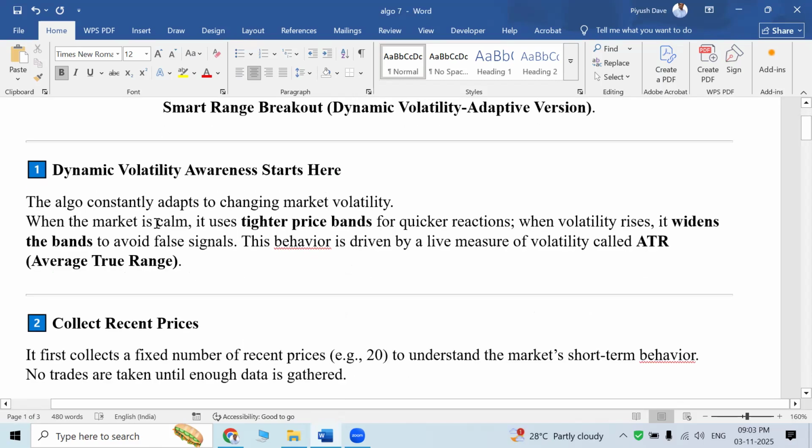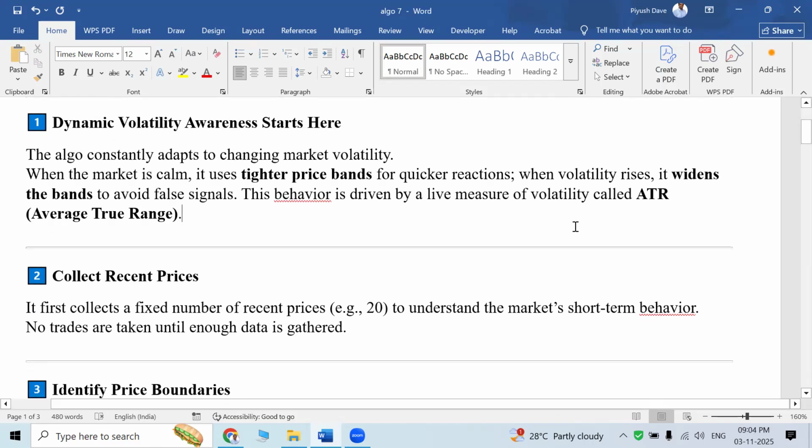When the market is calm, that means there is very small movement, we will tighten the price band so the quick reaction will come. And if the volatility is very high, then we will widen the band so that false signals will not come. And we are going to do this with the concept of ATR, average true range. It measures the live volatility of the market, and my algo is going to calculate this ATR continuously on each price.